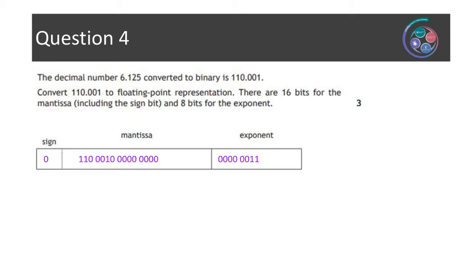So my mantissa is 110.001, and then I've got 9 zeros after that. And this is representing the actual number itself. We then need to use the exponent to represent how many places the decimal point has moved. And the decimal point has moved 3 places. So the exponent is the number 3, written in binary, which is 00000011. And that's how we end up with all that information there.